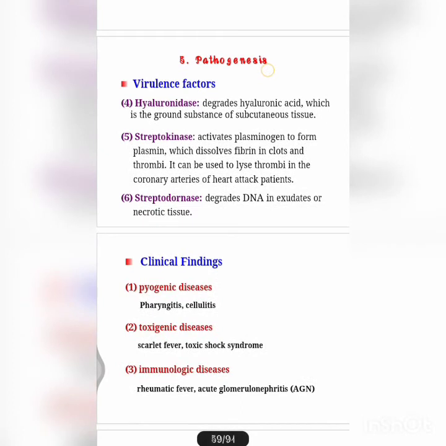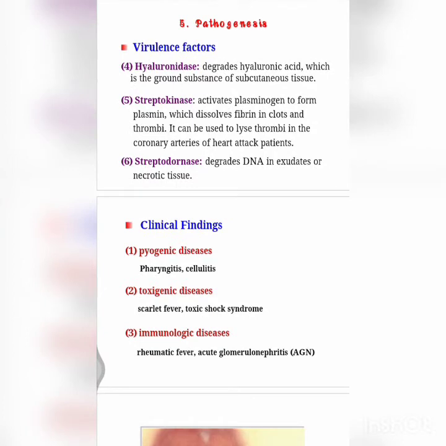Next, hyaluronidase degrades hyaluronic acid, as its name suggests, which is a ground substance of subcutaneous tissue. It also facilitates the spread, and it is antigenic, and antibodies to it are formed after the infection.